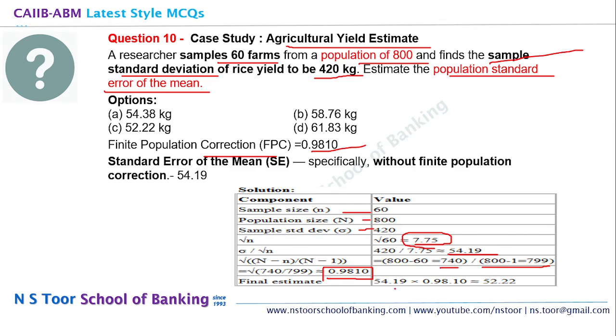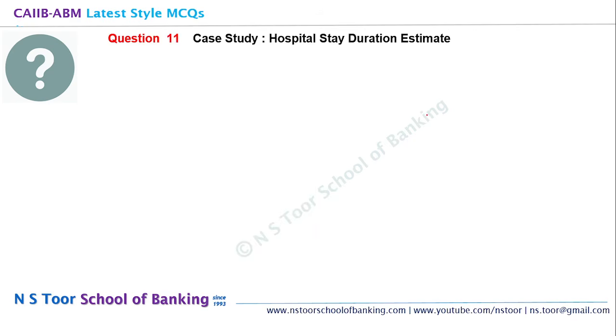So how shall I derive the final estimate? My standard error is 54.19, and the finite population correction is 0.9810. So my final estimate will be 52.22. So what is my correct answer? 52.22 will be my correct answer for this question.